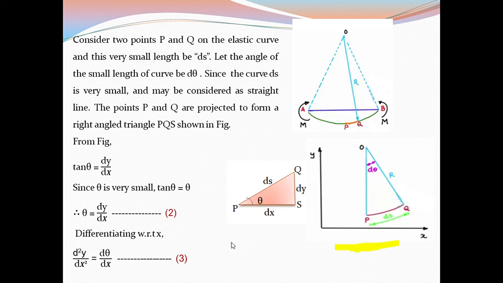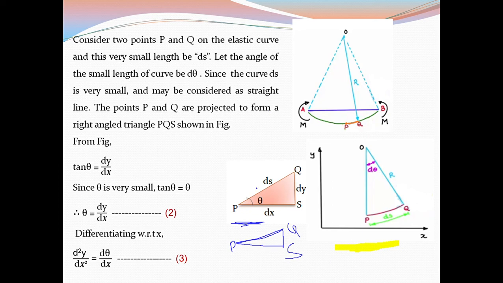Suppose it is a curve and it can be projected from here and from here, so it forms a right angle triangle. Since it is a small length, the curve may be considered as a straight line. So it forms a right angle triangle PQS, shown here. From the figure, dy is the opposite side and dx is the adjacent side. So opposite side by adjacent side is tan theta.